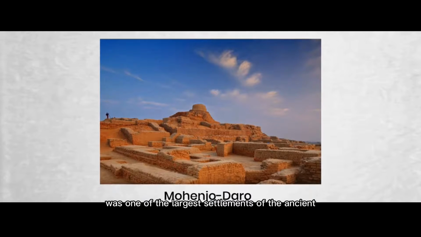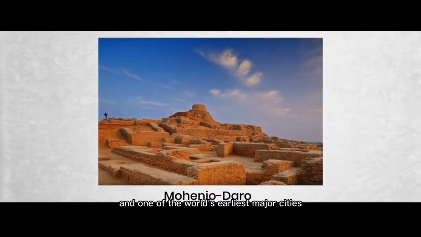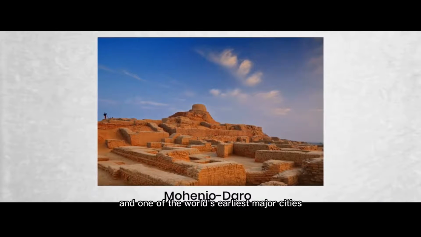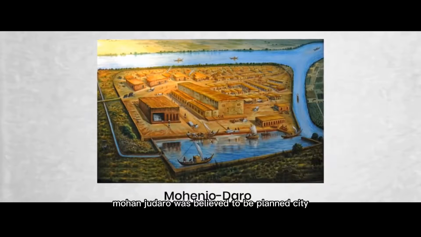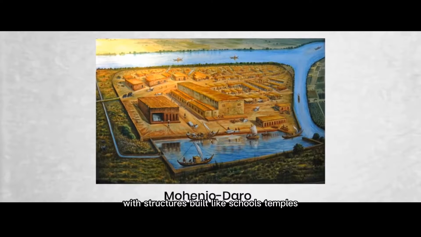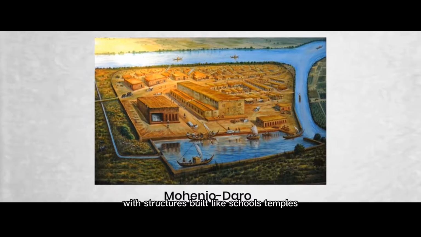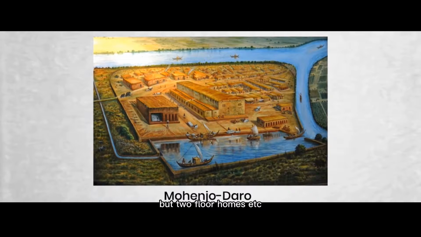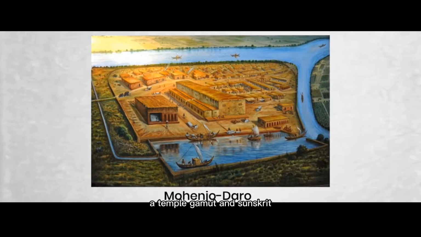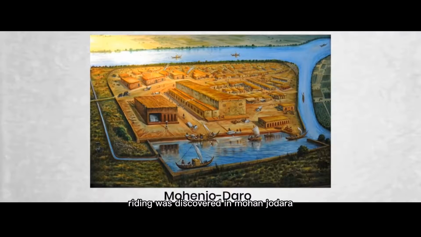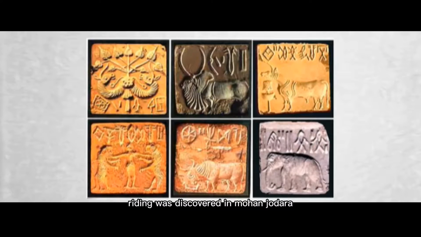Mohenjo-daro was one of the largest settlements of the ancient Harappan civilization and one of the world's earliest major cities. Mohenjo-daro was believed to be a planned city with structures built like schools, temples, assembly halls, bath, two-floor homes, etc. At ang paggamit ng Sanskrit writing was discovered in Mohenjo-daro.